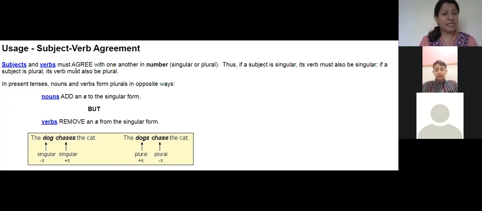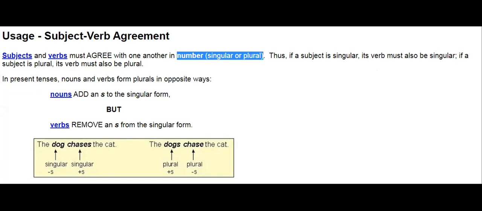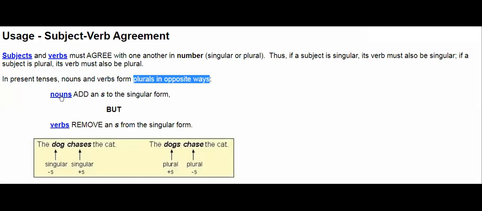Subjects and verbs must agree with one another in number. That is singular or plural. Thus, if a subject is singular, its verb must also be singular. If a subject is plural, its verb must also be plural. In present tenses, nouns and verbs form plurals in opposite ways. How do they form plurals in opposite ways? Notice that. Nouns add an S to the singular form.